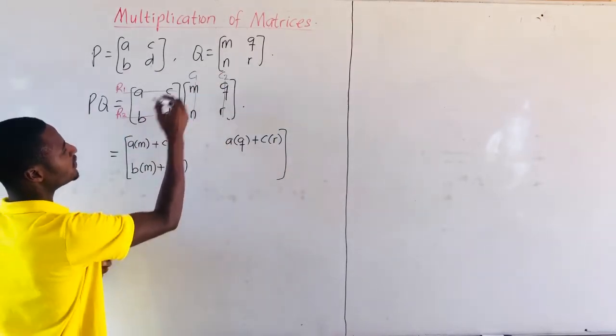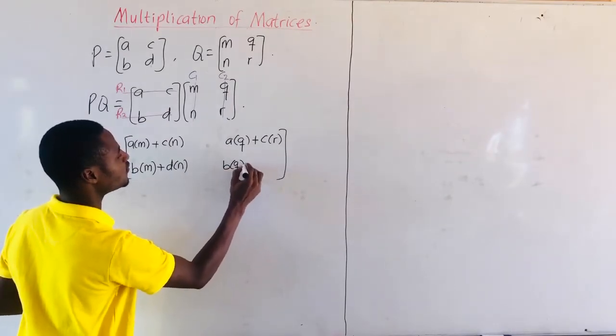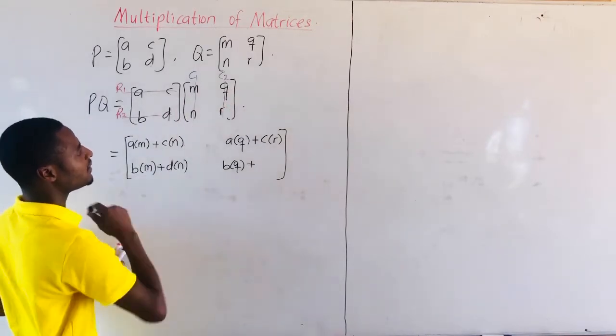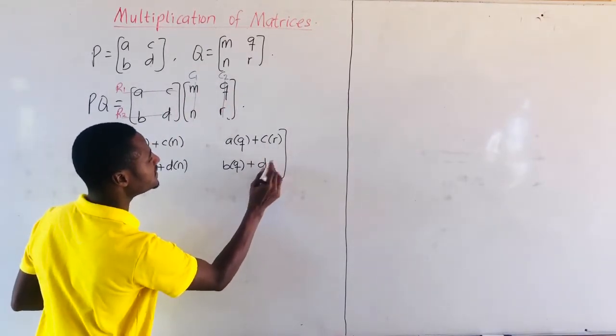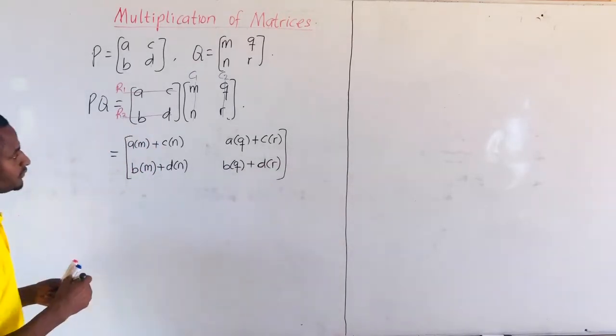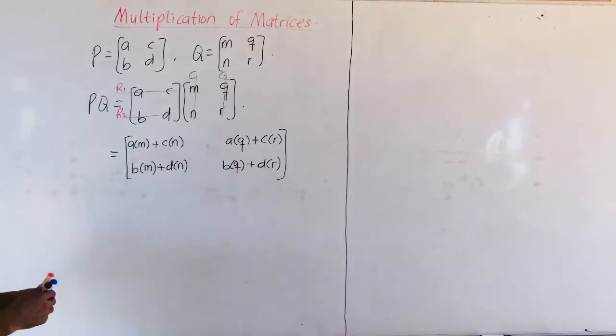Then row 2 times column 2. The first one multiplies the first one as B times Q, plus the second also multiplies the second number in column 2 as D times R. And then we add this to get the multiplication.